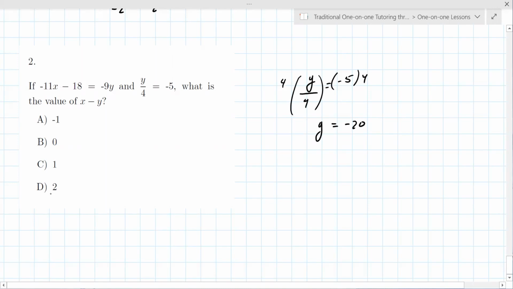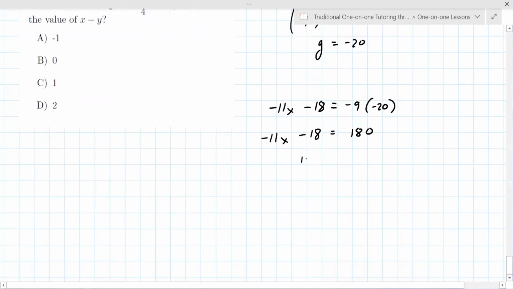And if you don't see your answer there, that could also be a concern because you might think, oh, I've got the answer. No. You've got an intermediate step. They could put -20 as one of the answers. Hopefully they don't. And then you take that number and put it back into the other equation. So -11x minus 18 equals -9 times -20. That's 180. So you're going to add 18 to both sides, and then you divide both sides by -11.